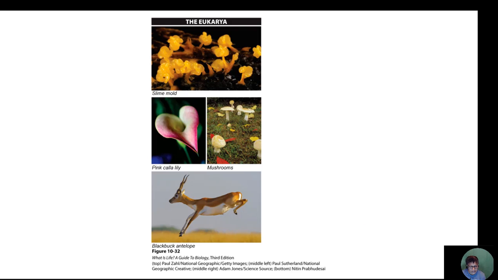And that leads us to the eukaryota, which we know so well. These are the organisms we're most familiar with. We're part of the eukaryota, right? But so are slime molds, pink calla lilies, mushrooms, this antelope, and we're going to go further in the next lecture and look a little bit deeper at the diversity of life on Earth.